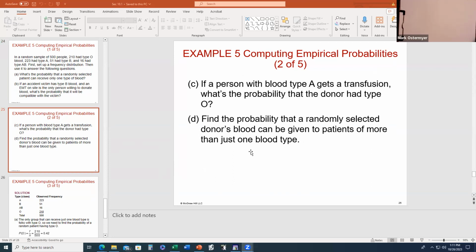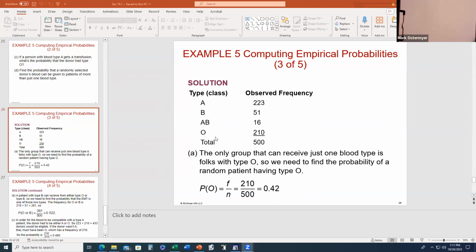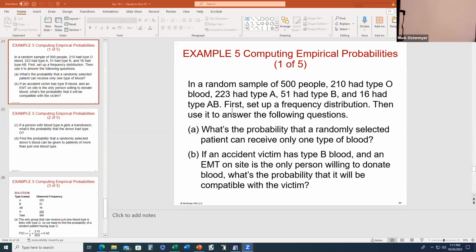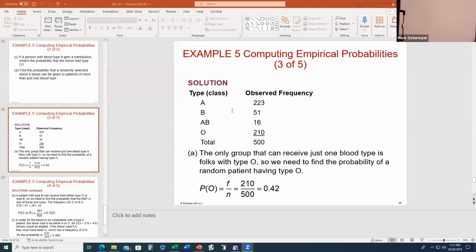All right, to help us compute these probabilities, we're going to make what's called a frequency table, frequency distribution table. Notice of all the people that we surveyed, how many had type A blood? I think there were 223, correct? Okay. 51 had type B blood, 16 had type AB blood, and 210 had type O blood, for a total of 500 people that were surveyed.